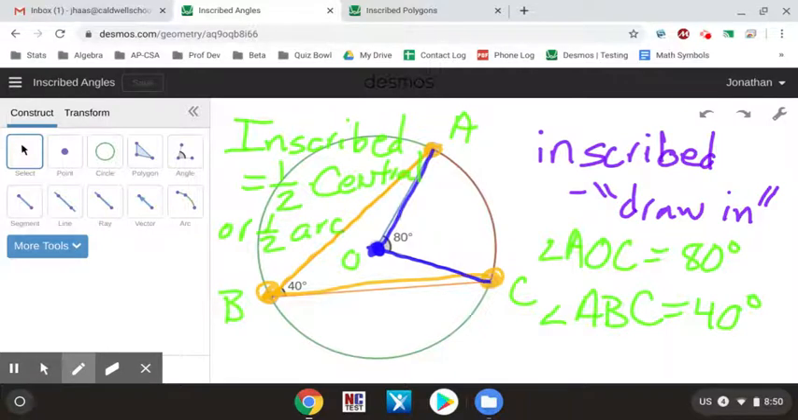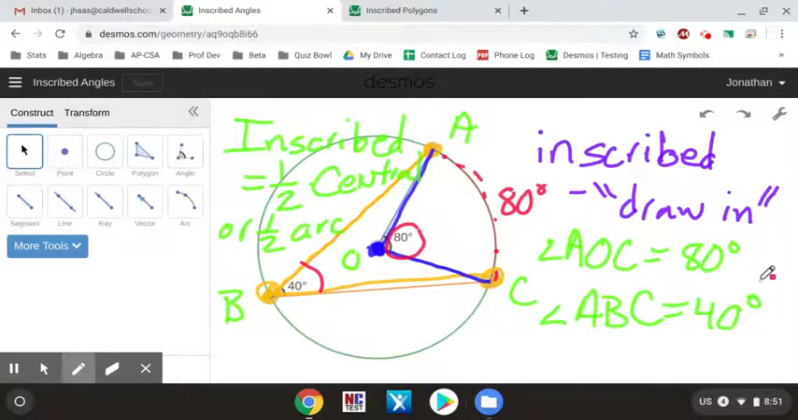Because what we learned a couple days ago is that if this central angle is 80 degrees, this arc here is 80 degrees. So I have a central angle of 80 degrees, an arc of 80 degrees, and then the inscribed angle is half of that 80 degrees, or whether you're talking about the 80 degrees of the arc or the 80 degrees of the central angle, it's all the same. If they share the same 2 endpoints, the inscribed angle is going to be half of that amount.